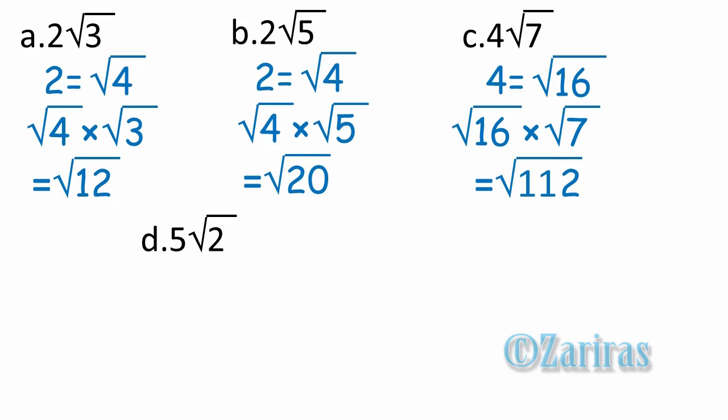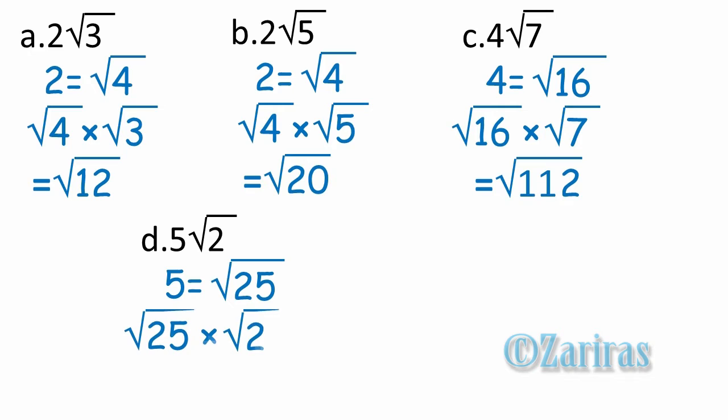Next question D, 5 root 2. So 5 we can write as 5 into 5 is 25. Square root of 25 is equal to 5. So 25 into root 2 is 50. Square root of 50 is the answer.